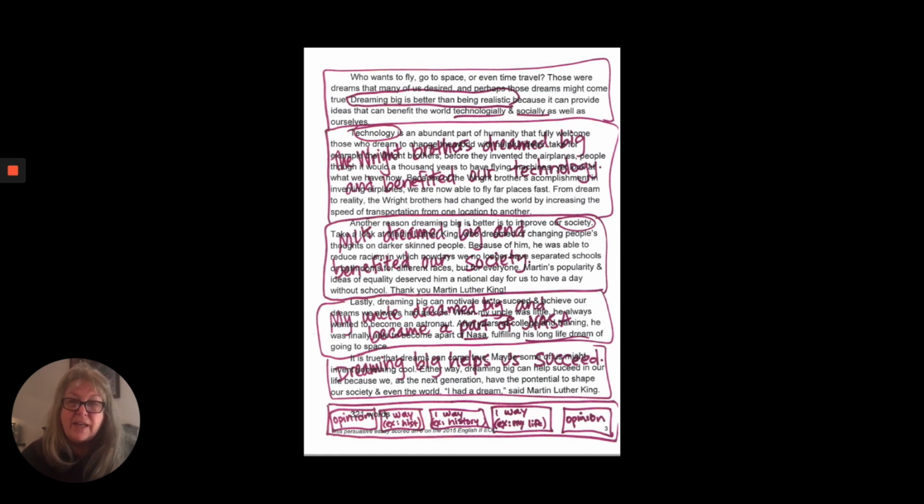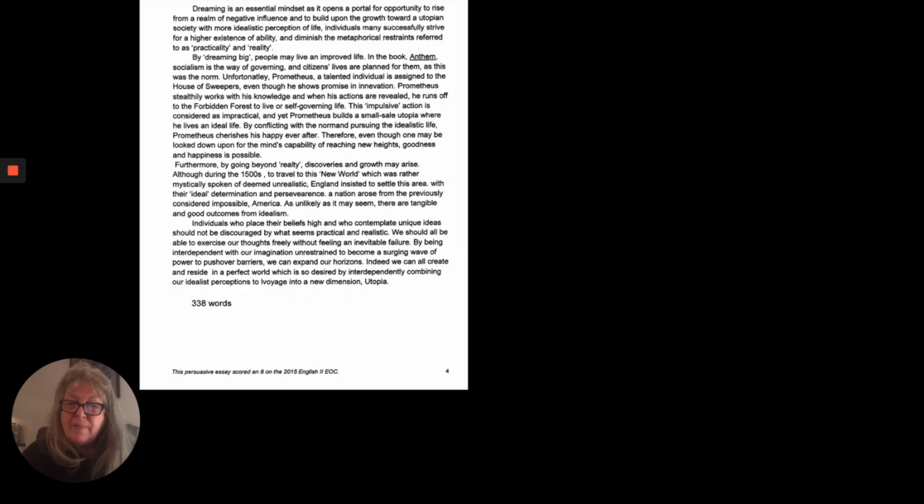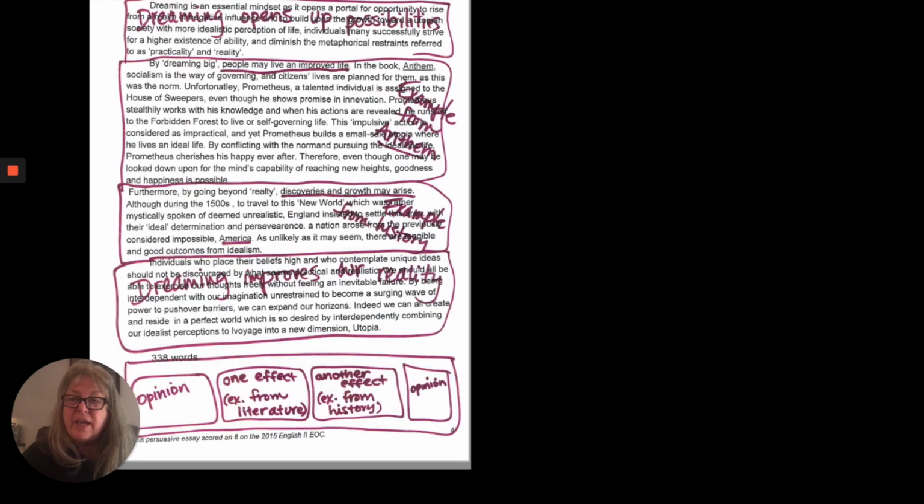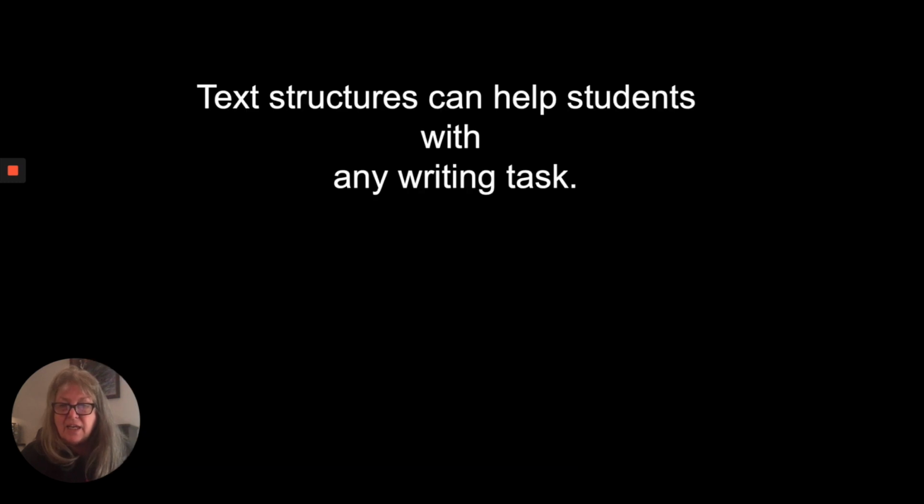You can tell that student had some experience with the 11-minute essay. Here's one from an English 2 student, also a high-scoring essay. The same kind of thing. They were used to using the 11-minute essay. Regardless whether it's something just for a grade or a test, an appropriate, well-chosen text structure can help students with any writing task.